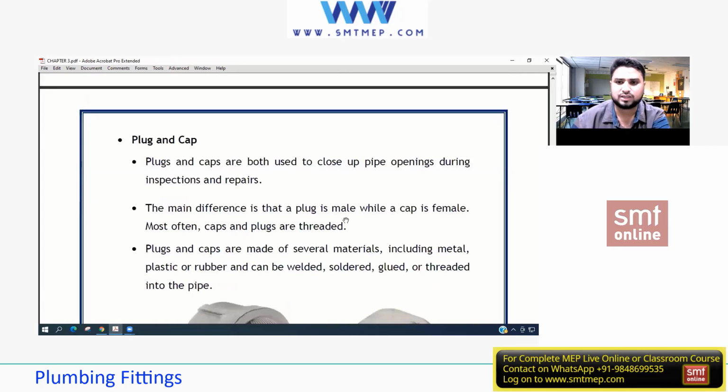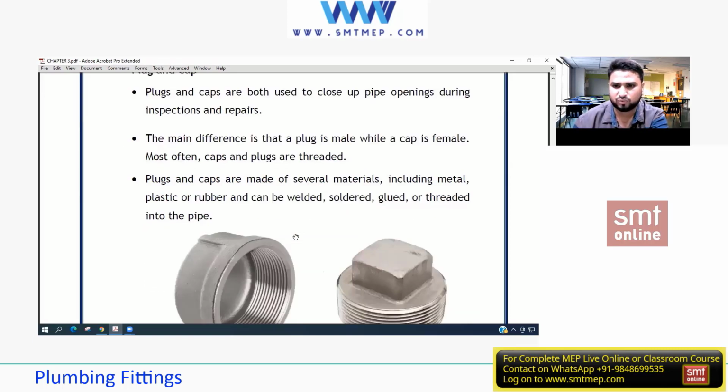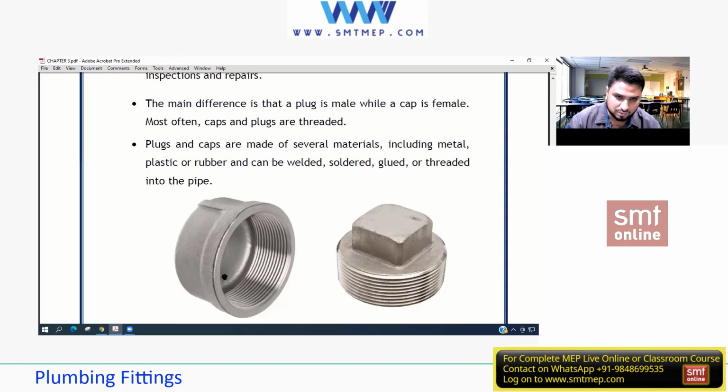Now, let's move on to the other fitting. This is nothing but a plug and a cap. You know what a plug and a cap are? Or I can say end dummy or end piece and all that. There is a small difference between them; I can call both end caps, but what exactly is the difference between a plug and a cap? You can see this looks like a cap, isn't it? And this is a plug. But both are dummies.